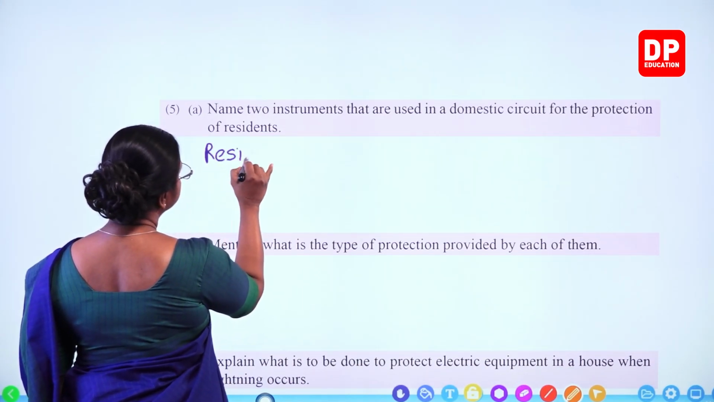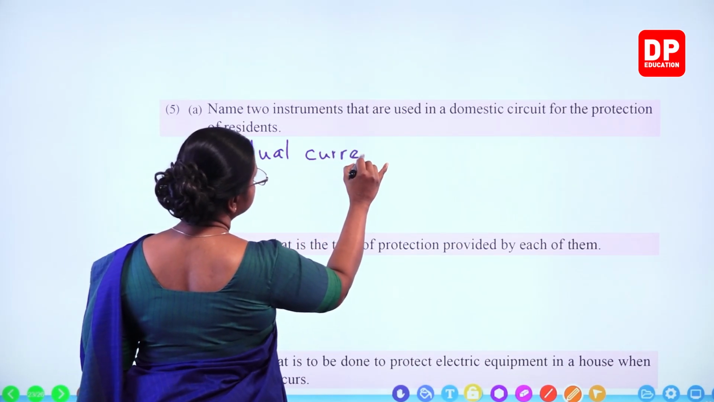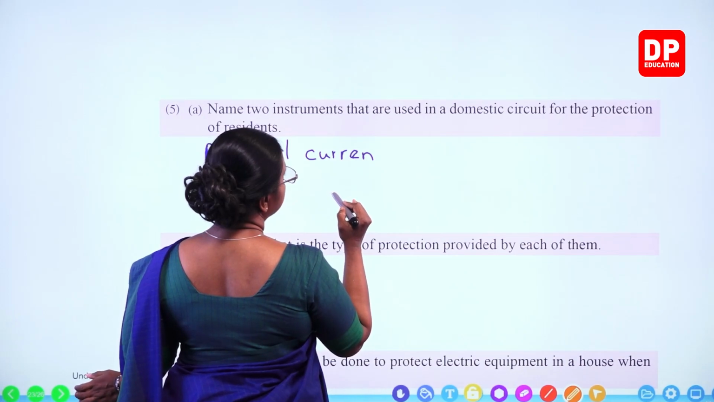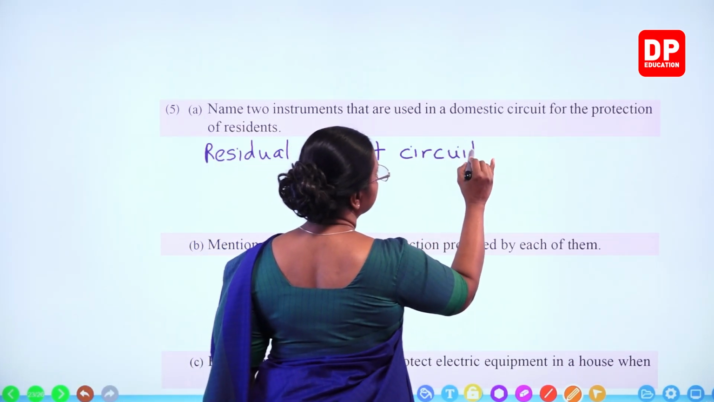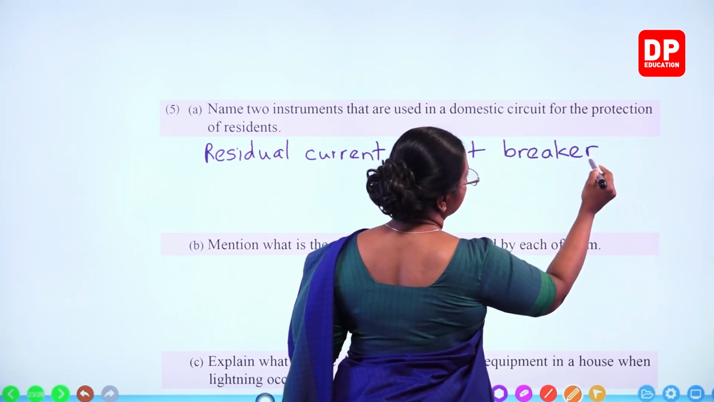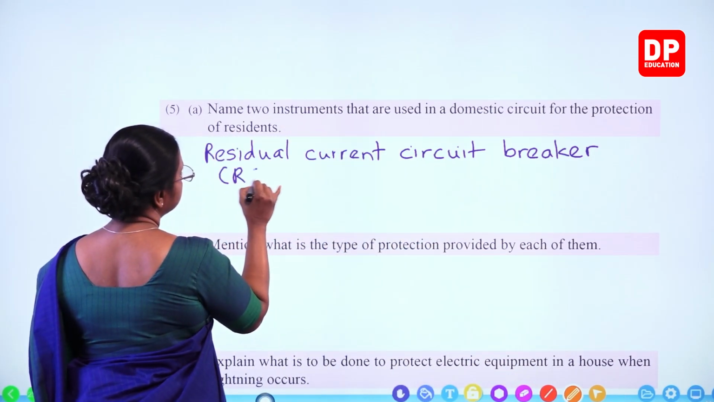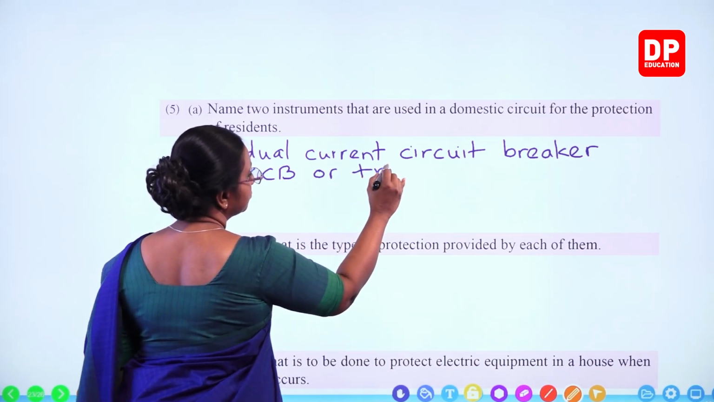Residual current circuit breaker, or what we call as RCCB or trip switch.